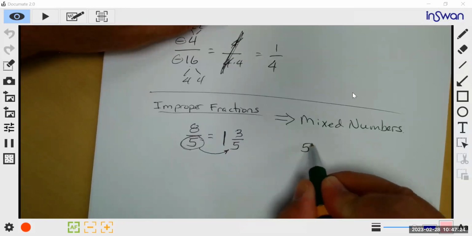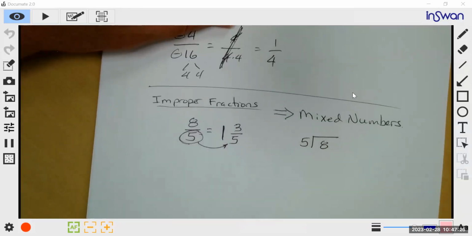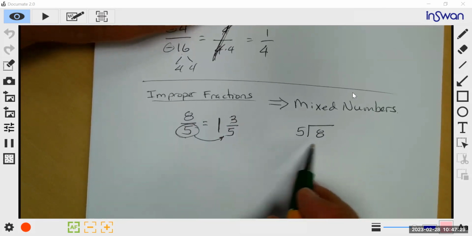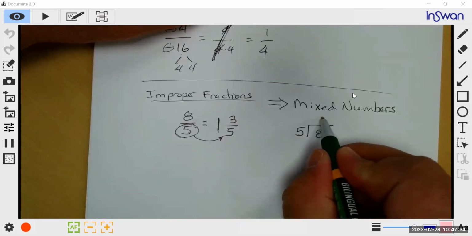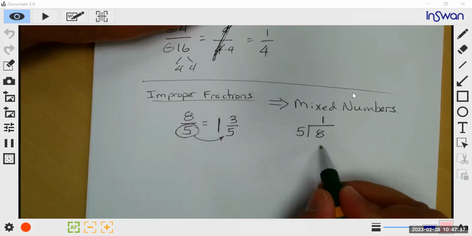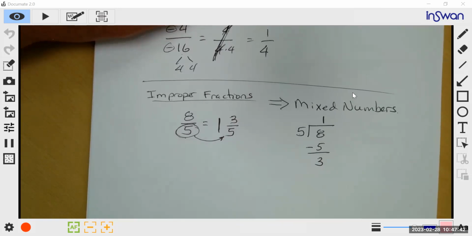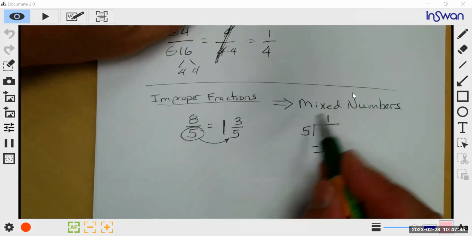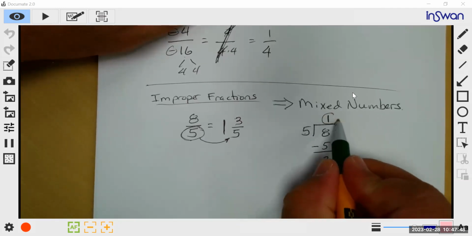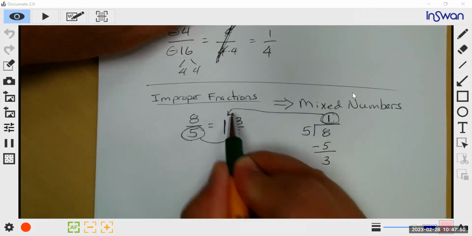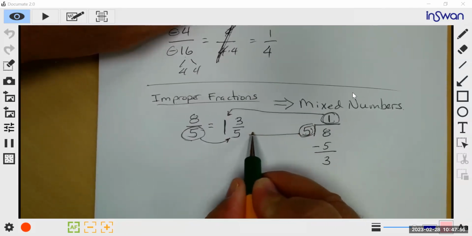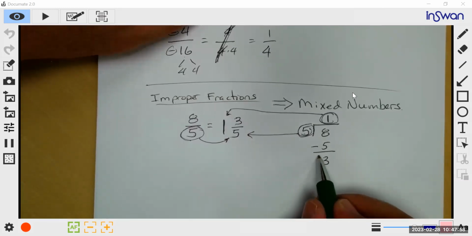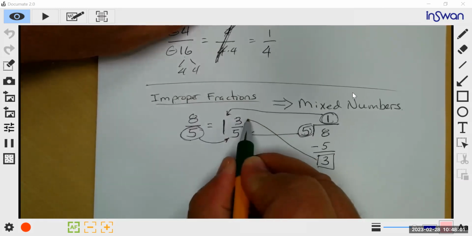Or you could do it this way. Ever remember doing division this way? So how many times is 5 going into 8? 1 time. 1 times 5 is 5. Subtract them, we get 3. Everybody good so far? Now, this is everything you need. The number on top here is your integer. The number here is your denominator. This number is your numerator.